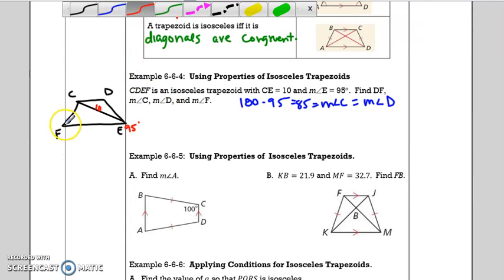And then F would have to be the same as this base angle. So the measure of angle F is equal to the measure of angle E, which is 95 degrees. And then our last part that it's asking for is DF. So DF is going to be that diagonal, which is going to be the same as this diagonal, so 10.